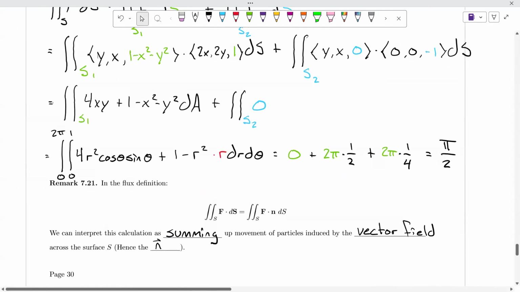Yeehaw. All right, so quick remark on the flux definition. We can interpret that as summing up the movement of particles through a vector field, or moving particles that are induced by a vector field that move across S. So the idea behind flux is that I've got these vector field lines that are all passing through some surface, and flux basically just adds all of those vector field lines up and comes up with a value. That's what flux looks at. Popular in electromagnetism, I think.